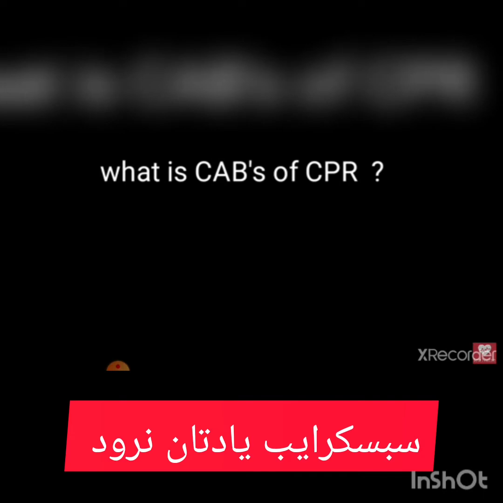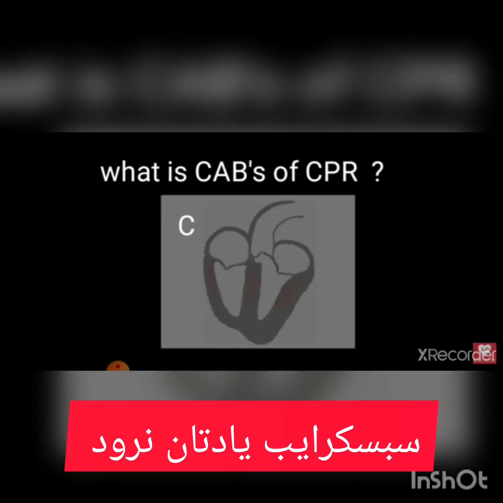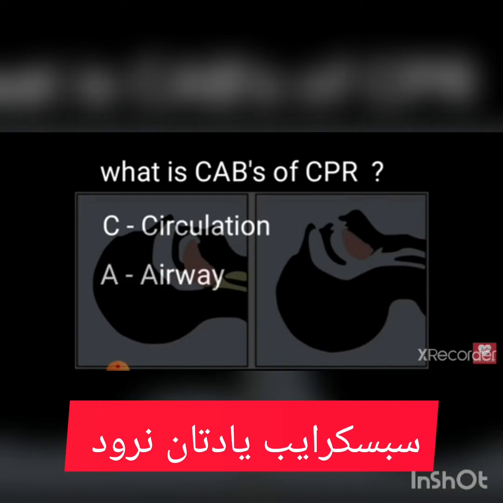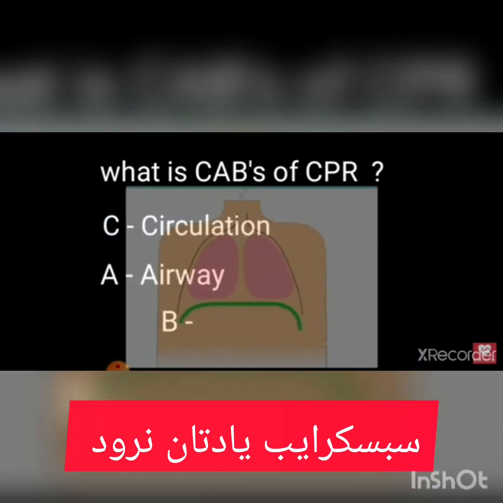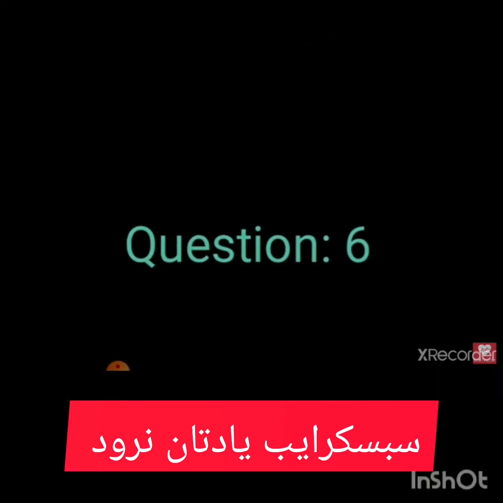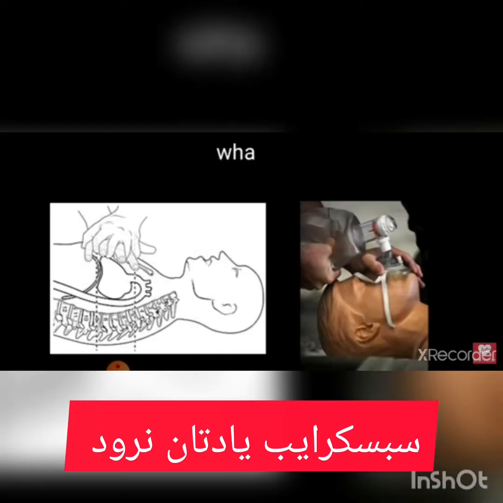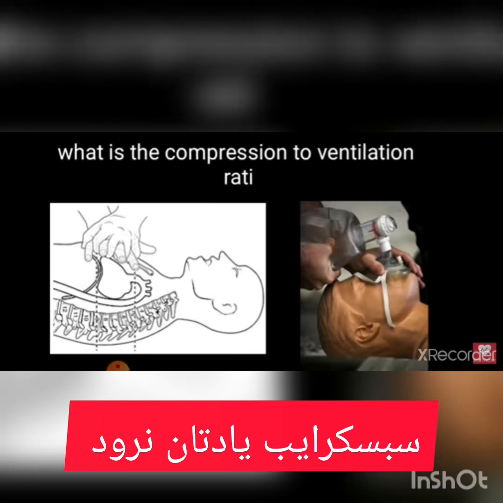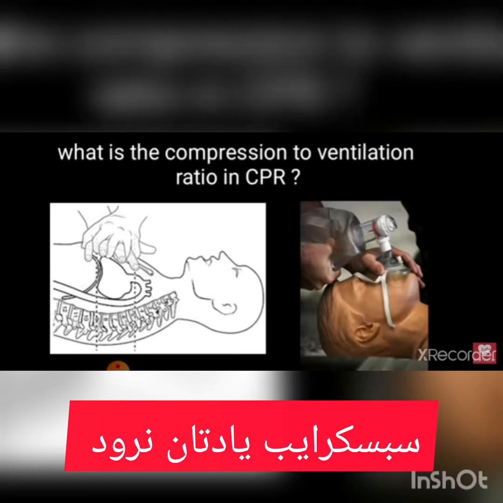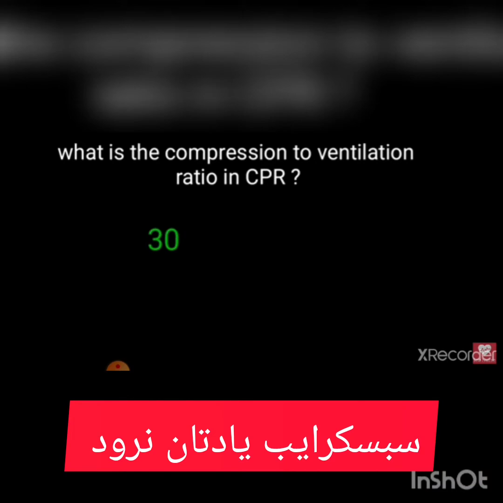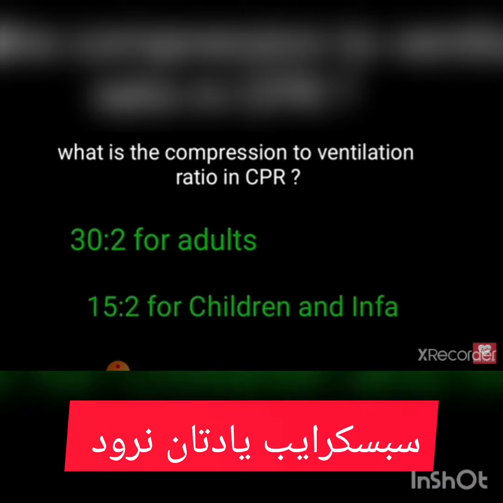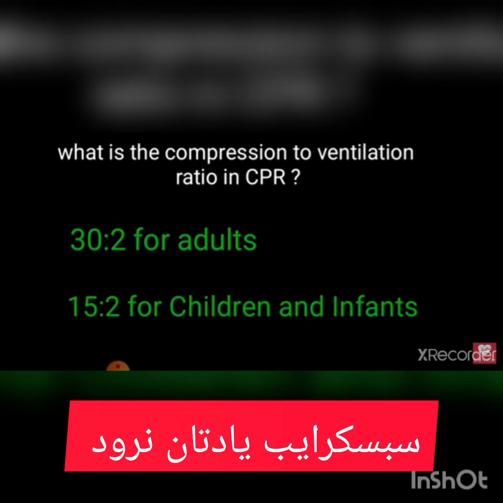What is CAB of CPR? C is for circulation, A is for airway, B is for breathing. What is the compression to ventilation ratio in CPR? 30:2 for adults, 15:2 for children and infants.